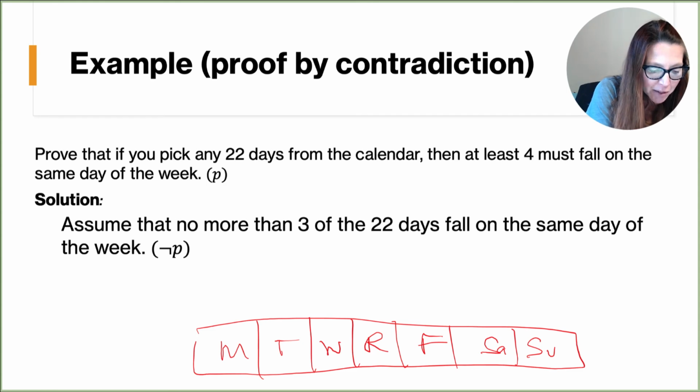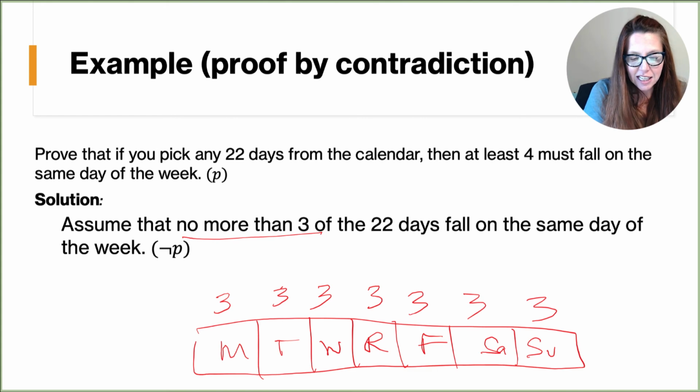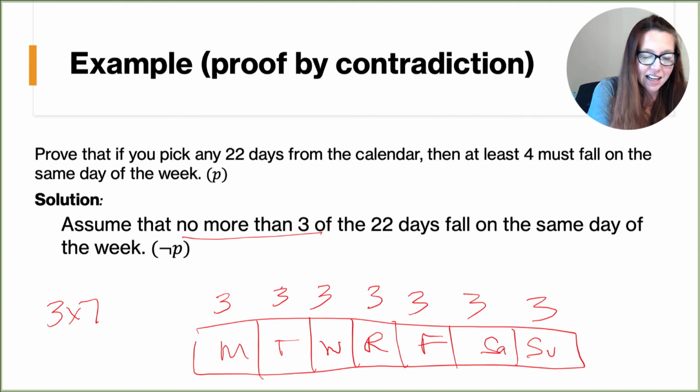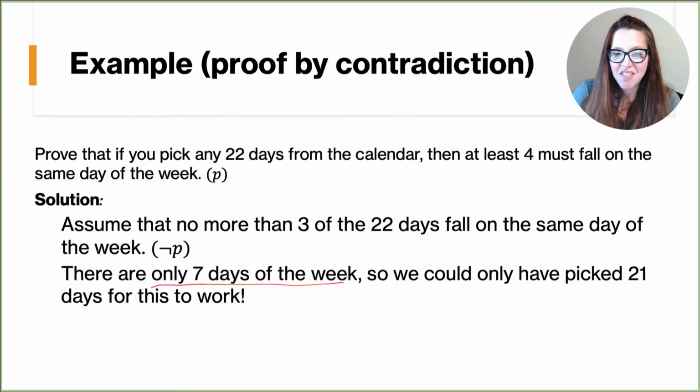And in fact, I want to put 3 or less. Well, as soon as I put 3 in each, so I want no more than 3 fall on the same day. So if I put 3 in each, well, that's 3 times 7 days. 3 times 7 is 21. So there are only 7 days of the week. So while we could have picked 21 days for this to work, there's no other place for us to put that 22nd day. At least one of those days of the week will have 4 days within it.